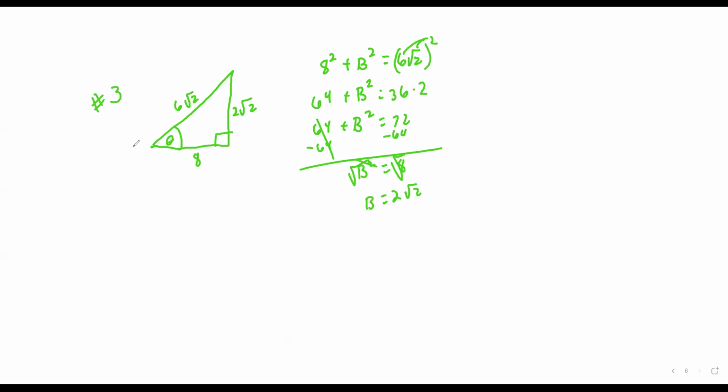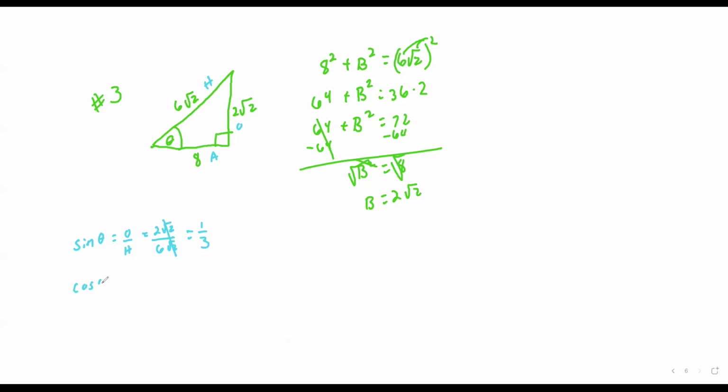Alrighty, so once we have that, just label your stuff. So this is my opposite, this is my hypotenuse, this is my adjacent. So I have sine theta, which is my opposite over my hypotenuse, which in this case is 2 square roots of 2 over 6 square roots of 2. Square roots will cancel. 2 over 6 is 1/3.